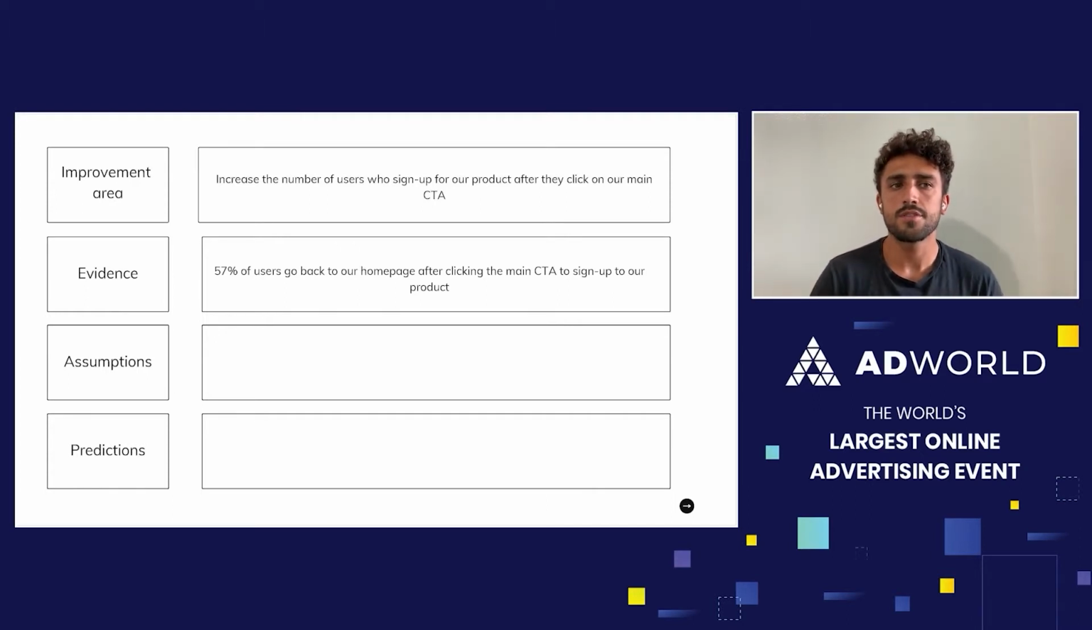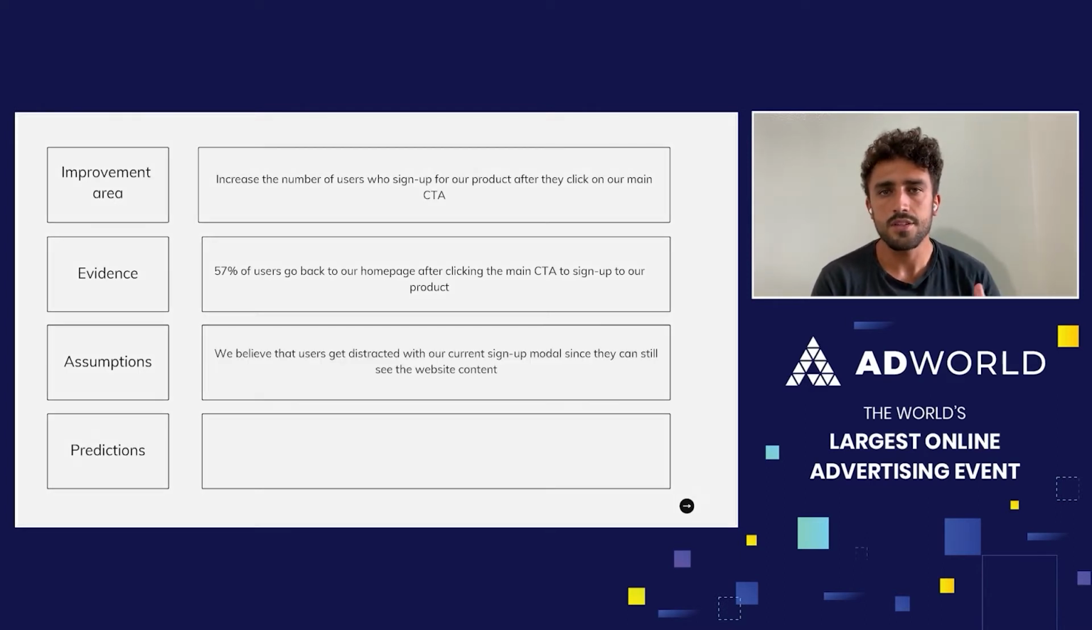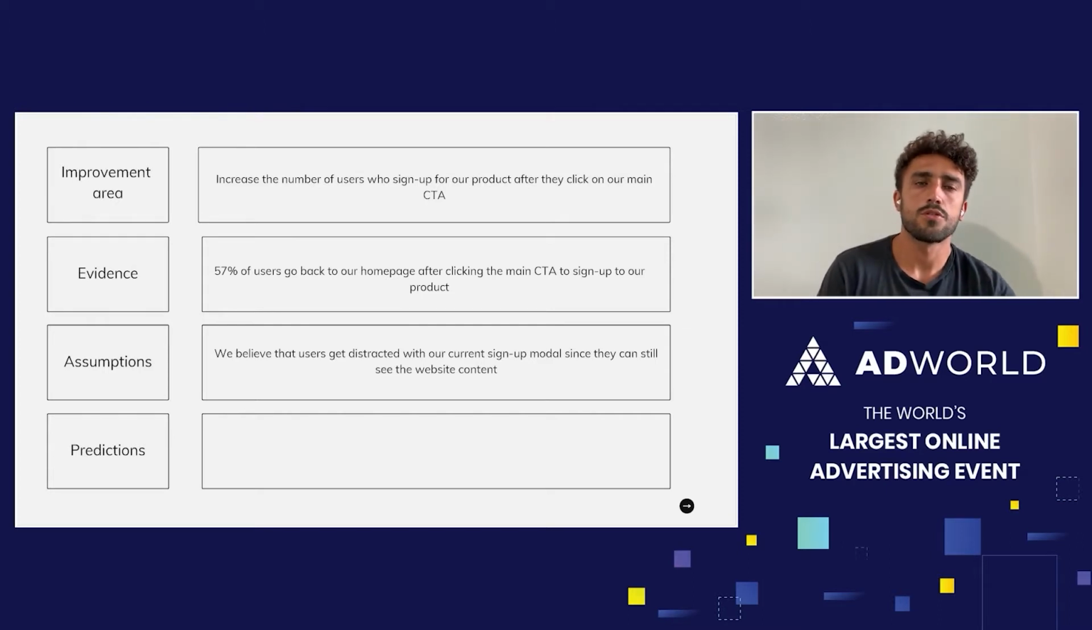After we collect this evidence, we want to create our assumptions, and these assumptions are basically what we believe to be true that can help us improve what we identified. In this case, we believe that users get distracted with our current sign-up modal, since they can still see the website behind it after they click the sign-up button. So what we're saying here is that we believe there's some distraction in our sign-up modal that is preventing people from signing up to our product.